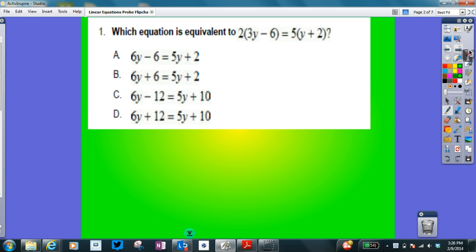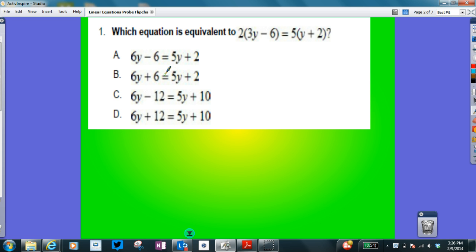But here, the first question is, which equation is equivalent to 2 times (3y minus 6) equals 5 times (y plus 2)? And if you look at your answer choices here, it's not really asking you to break it all the way down. It's asking what's equivalent. So what is my first step? Well, I see that I have parentheses, and I see that I have a number right outside those parentheses. I want to make sure that I go ahead and distribute, get rid of them.